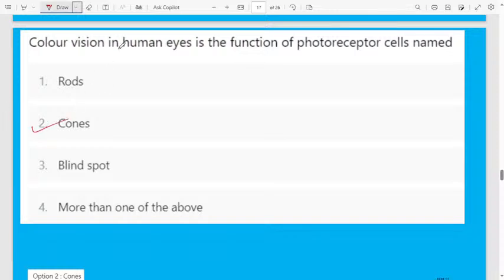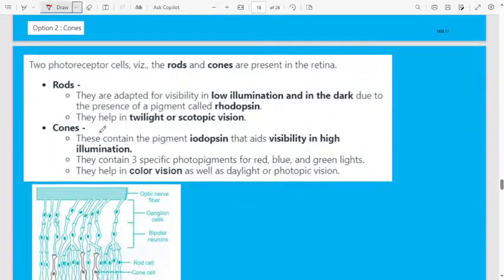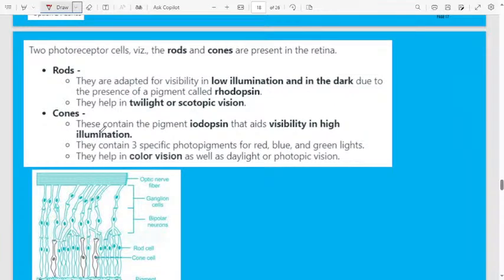Color vision in the human eye is the function of photoreceptor cells known as cones. Remember. What is the use of rods and cones? Rods and cones are the two photoreceptor cells present in the retina. What is the use of rods and cones?